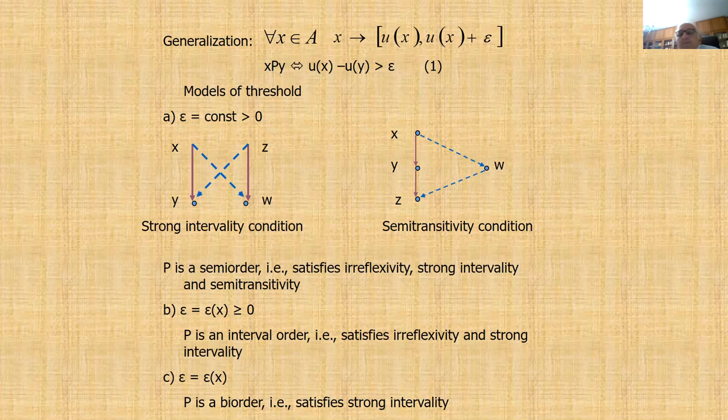But Professor, sorry to interject. Yes, please. Suppose that the interval for u(x) is 10 to 11, and the interval for y is 9.5 to 10.5. Then they intersect, and we have insensitivity, indifference. Then we cannot say that X is better than Y.